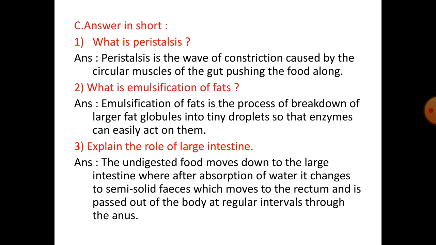2. What is emulsification of fats? Emulsification of fats is the process of breakdown of larger fat globules into tiny droplets so that enzymes can easily act on them. 3. Explain the role of the large intestine. The undigested food moves down to the large intestine where, after absorption of water, it changes to semi-solid feces which move to the rectum and are passed out of the body at regular intervals through the anus.